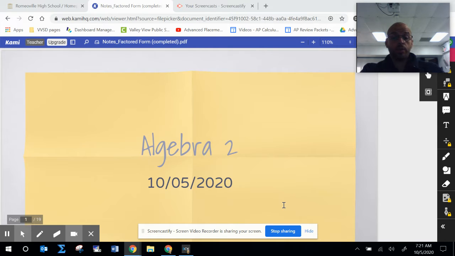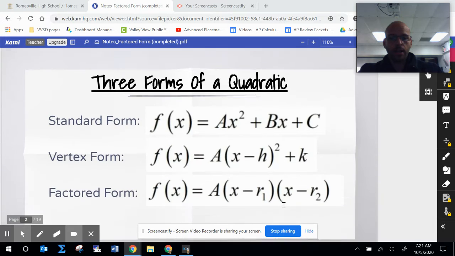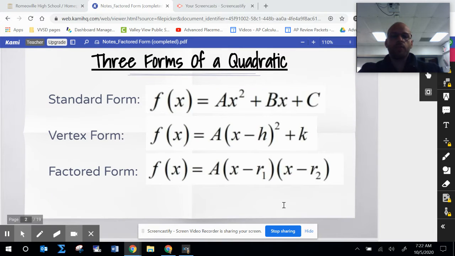Hello. Today we are going to discuss all three forms of a quadratic and how to find the characteristics within each. So feel free to pause, fast forward, rewind if needed throughout the lesson. Okay. And these are the three forms that we are going to be looking at as a quadratic.